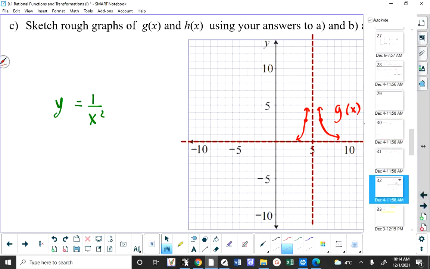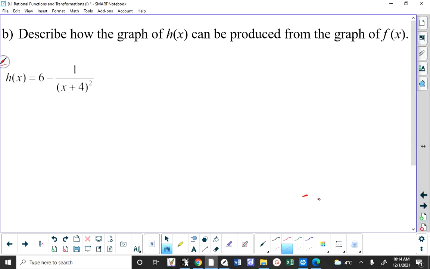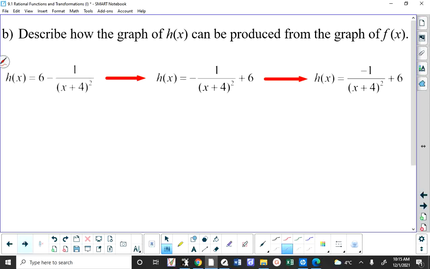I think h of x, for the second part of this final example, is more obvious. I'm not entirely sure that you need to do everything I'm going to show you to see what a, h, and k are. I can rewrite this as negative of 1 over x plus 4 squared plus 6. I can take that negative and throw it on top with the 1. And now I can see that we're dealing with a equals negative 1, h equals 4, k equals 6.